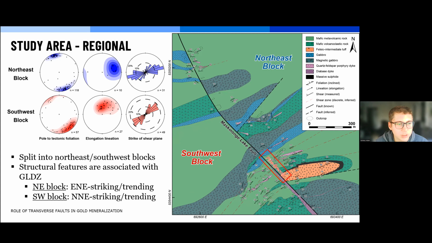So we can see on the northeast block, we have an east-northeast trending and striking orientation, but on the southwest block, it's more of a north-northeast trend. This difference in orientation could be due to rotation associated with the fault, but it may also reflect the earlier deformation patterns from the Goudreau Lake Deformation Zone, some of which we do see in our study area.